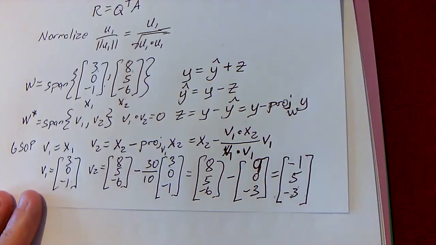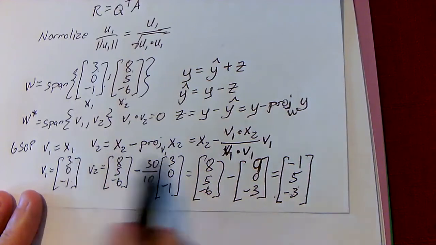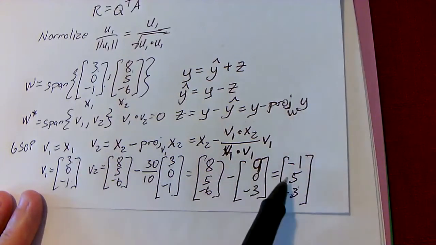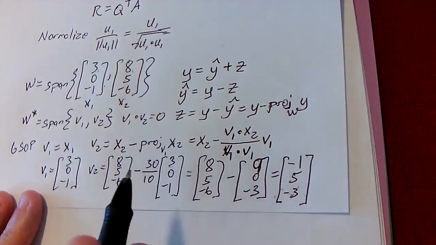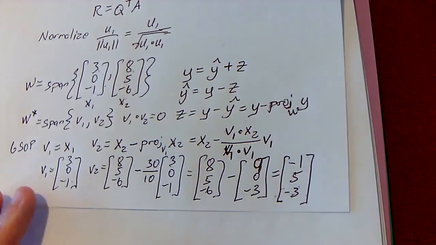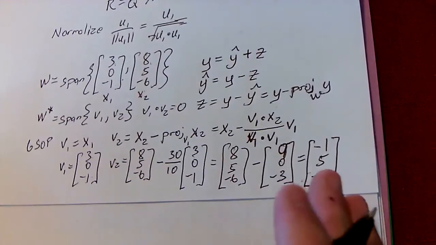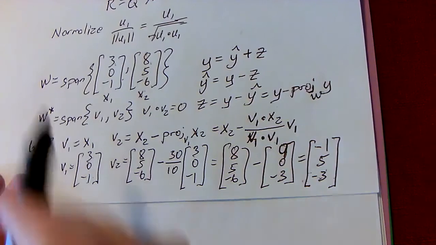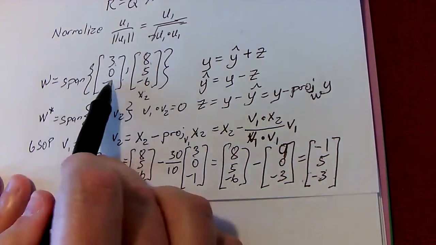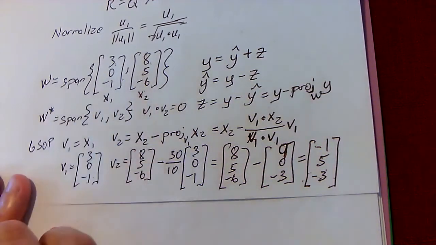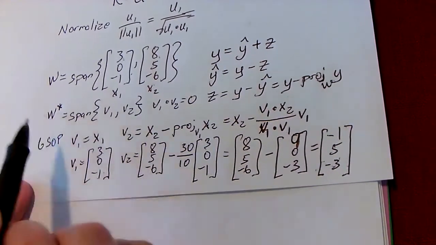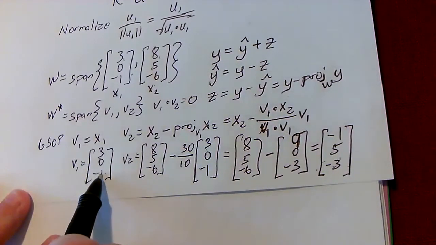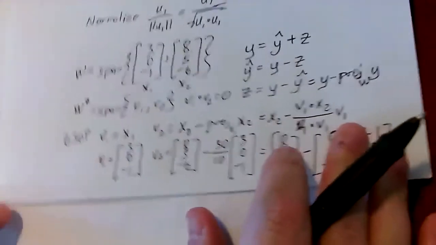Okay, let's check and make sure they're orthogonal. I got 3 times negative 1 is negative 3. 0 and 5 is 0, and negative 1 and negative 3 makes positive 3. 3 minus 3 is 0. So my orthogonal set, okay, and so what is this? This is an orthogonal basis for W, okay? Remember, I had a basis for W, these two vectors, but these two vectors are not orthogonal. So my W star, my orthogonal basis, is going to be this V1 and V2, okay?